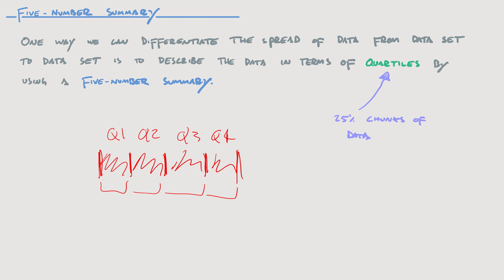So there's 2 things to keep in mind. One is that you have to remember the number of things in each quartile is always the same for all of them. It's always 25% of the data.